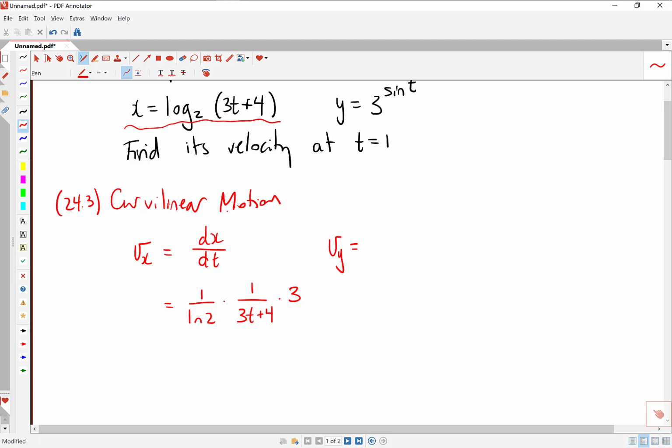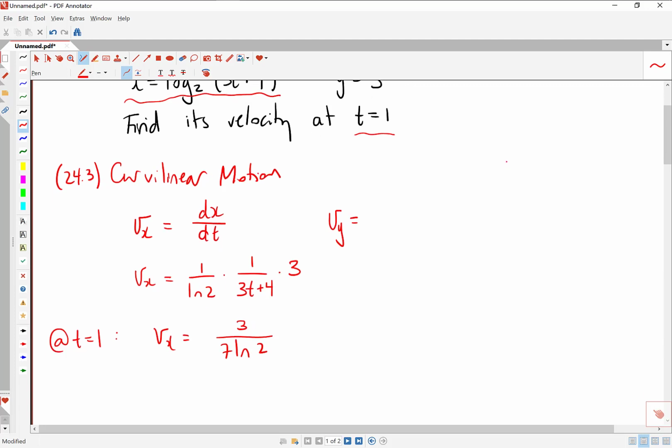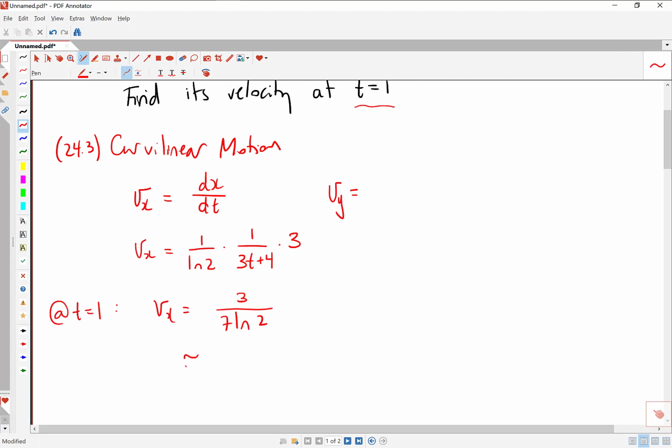So 1 over ln 2, because the base of our logarithm was 2, go 1 over your inside function times derivative of your inside function. So that's our v sub x. And then the idea is that we're looking for the velocity at t equal 1. So we might as well do this extra step here and just say at time 1, what have we actually got? So this would look like 3 over 7 ln 2 would be the easiest way to write that. And we can actually round that off to 4 decimal places just so we've got a numerical value to work with. So 3 over 7 ln 2 works out to about 0.6183.